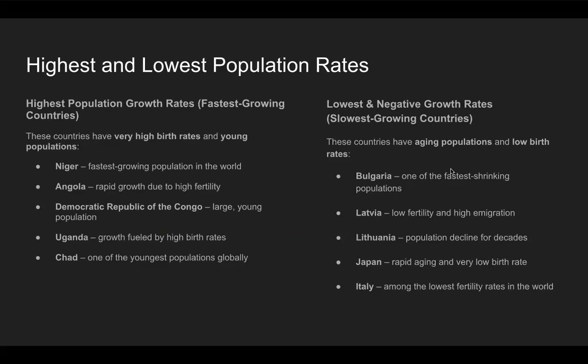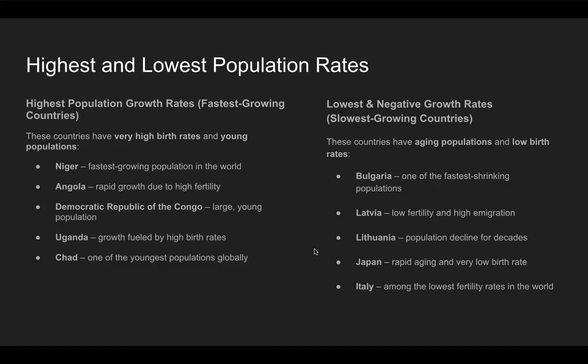To continue, highest and lowest population rates. These countries on the left side have very high birth rates and young populations. Like Niger, which has the fastest growing population in the world. Angola has rapid growth due to high fertility. The Democratic Republic of Congo, which has a large young population. Uganda, growth fueled by high birth rates. Chad, one of the youngest populations globally.